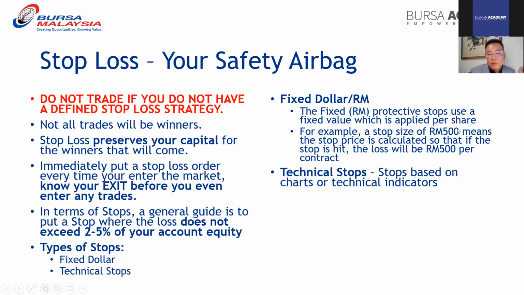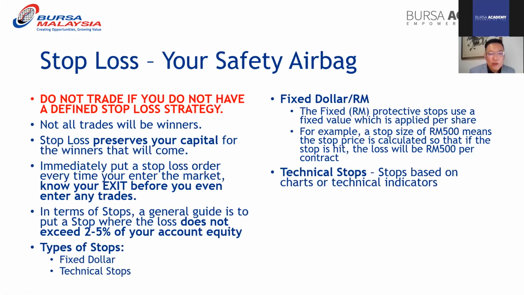For example, if your stop size is 500 ringgit, it means your stop price is calculated so that if the stop is hit, the loss will be 500 ringgit per contract. Now if it's a technical stop, then it is of course based on your charts or your technical indicators. Again, the guideline is that technical stops should not exceed your fixed dollar stops, which means they should not exceed 2 to 5% of your account equity. So this is the guideline for taking stop losses.